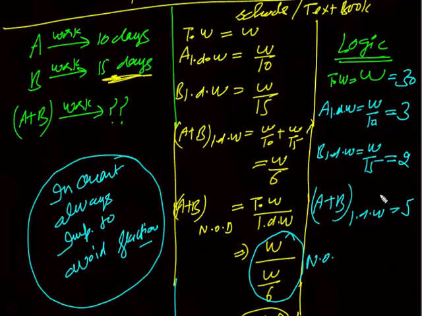Number of days for A plus B to complete the work would be total work, that is 30 by 5, 6 days. Because you can see that A and B together are doing 5 units of work in one day. So in order to do 30 units of work, they will take 6 days.